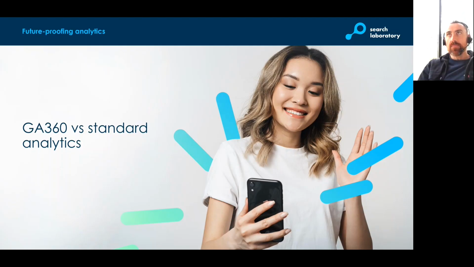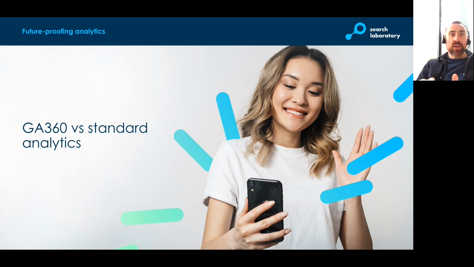The main difference with GA4 and Universal Analytics 360 is that previously in Universal Analytics, you gained access to features that you didn't have in standard analytics, such as data-driven attribution. There were also explorations and other such features, funnels, custom funnels.